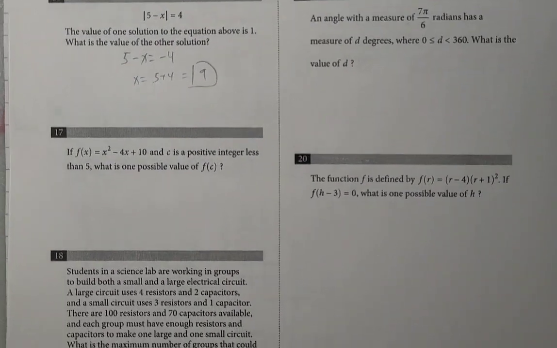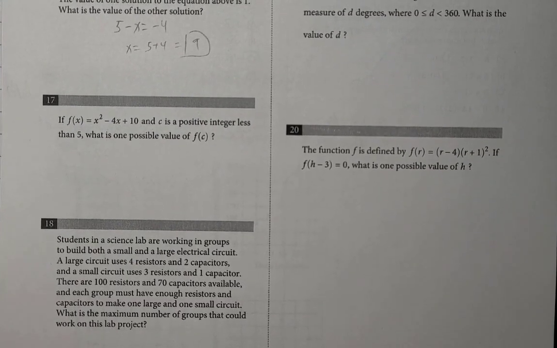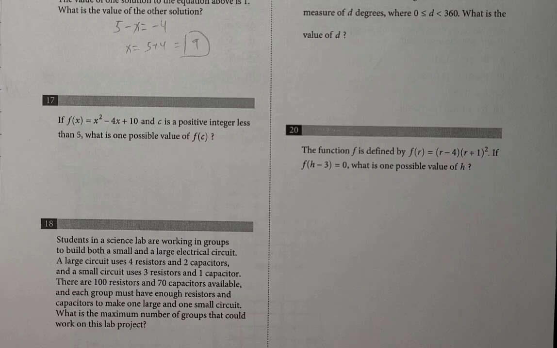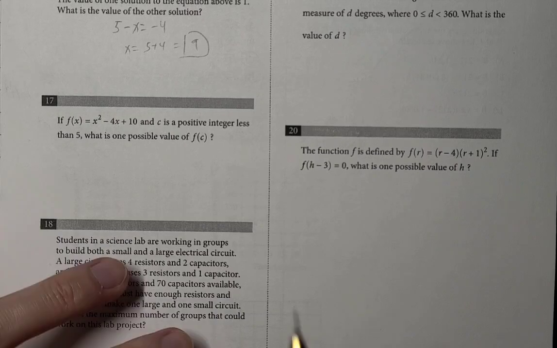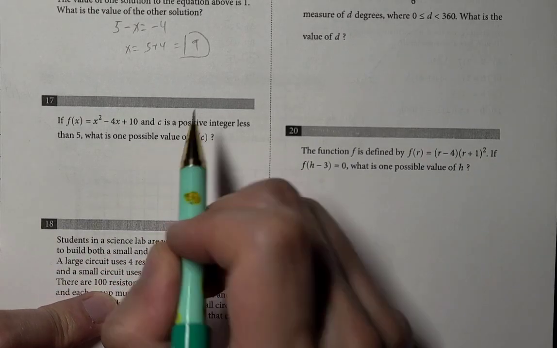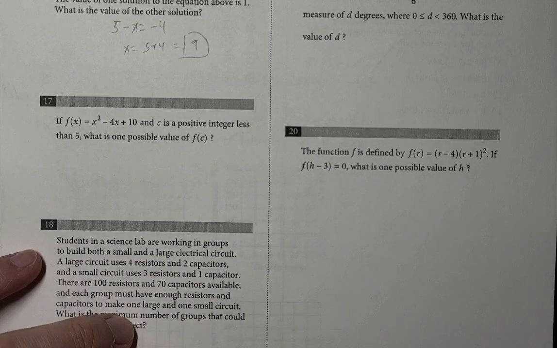Okay. Next, f of x is x squared minus 4x plus 10, and c is a positive integer less than 5. What is one possible value of f of c? Okay. Positive integer. You got to be careful. 0 is not positive, so you can't pick that. You can pick 1, 2, 3, or 4.